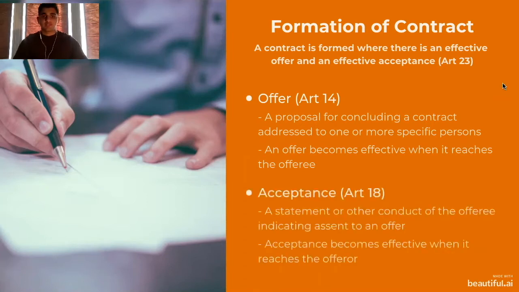And the other part is acceptance. You need an offer and acceptance for a contract to be formed. A statement or other conduct of the offeree which indicates assent would be an acceptance. And that becomes effective when it reaches the offerer.